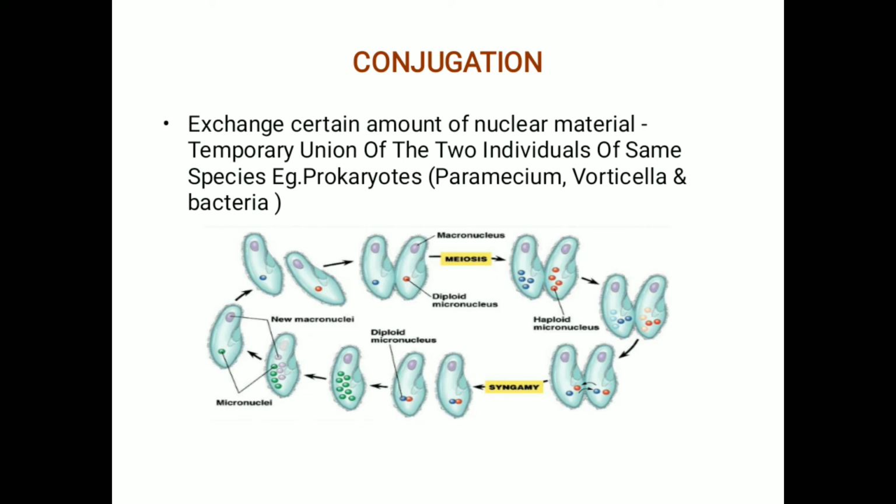Conjugation: exchange of a certain amount of nuclear material, temporary union of two individuals of the same species. Example: prokaryotes, Paramecium, Vorticella, bacteria. Bacterial conjugation we already studied in 11th standard. Here the given picture is Paramecium conjugation. Here they are exchanging the nuclear materials. See the picture, the red and blue nucleus will be exchanged.